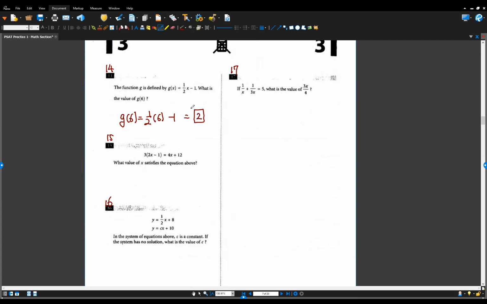Okay, try number 16. What value of x satisfies the equation? That means we need to find the solutions.